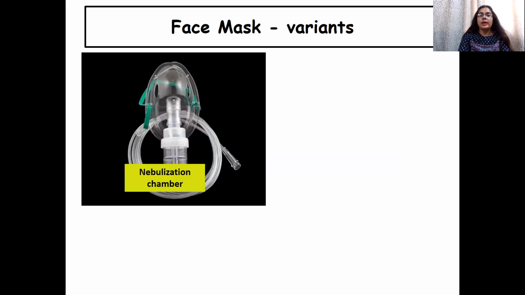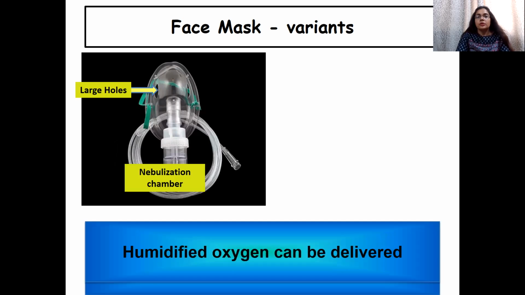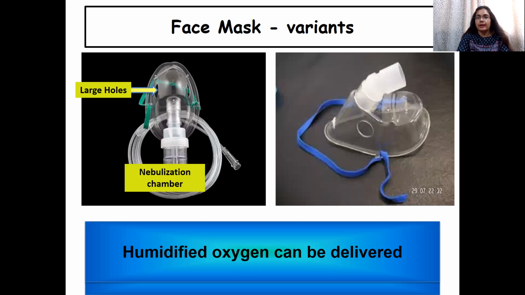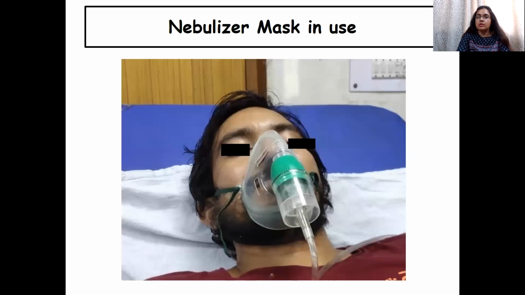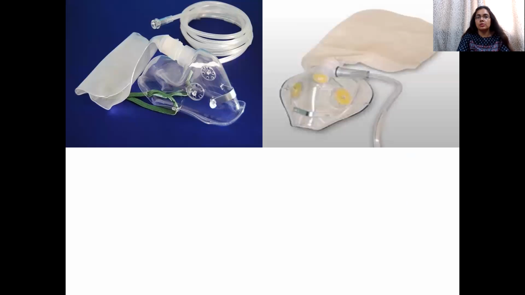So there can be a nebulization mask with a nebulizer chamber. It has large holes. You sometimes need to give nebulization in the ward and in the ICU. So you can attach this nebulization chamber and give the drug. Also, you can give humidified oxygen through these nebulizing chambers.